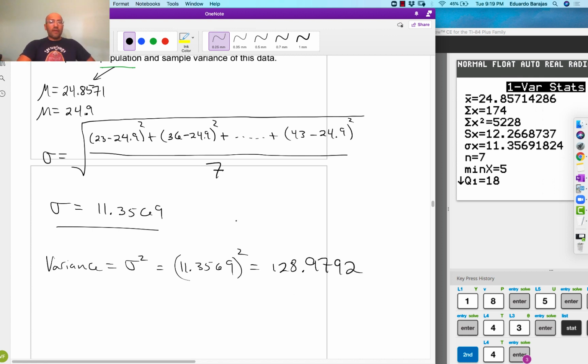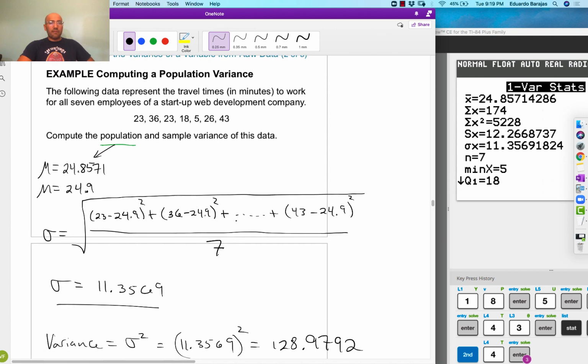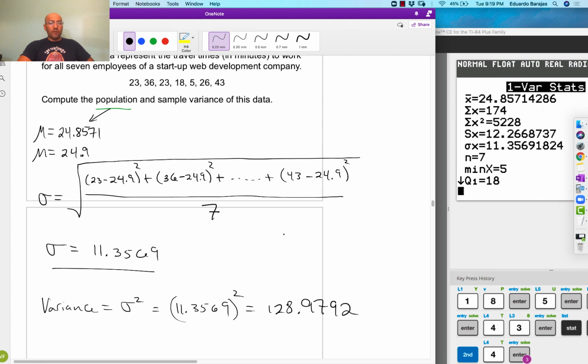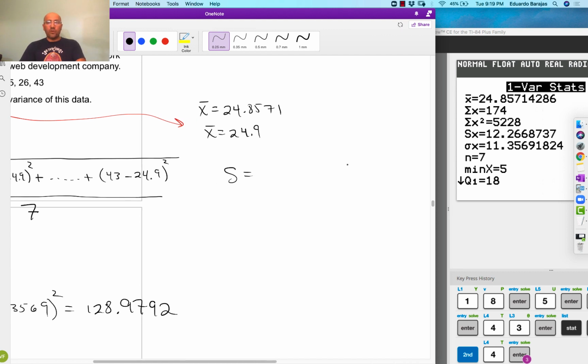Okay. On the other hand, it says compute the population and sample variance. If we were thinking of this as a sample, I think that's what they mean here. So now, if this wasn't a population, this was a sample, then that means that the mean would be exactly the same as before, 24.8571, but let's just approximate it to 24.9. Okay, and now the sample standard deviation, S, would be each one of these values.